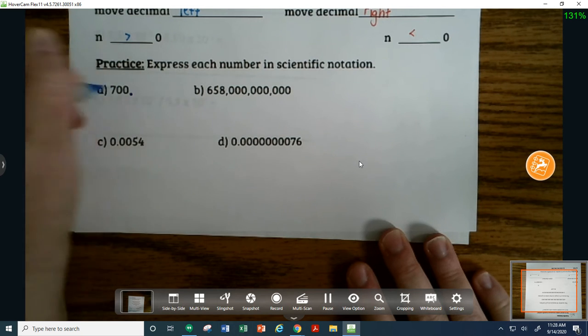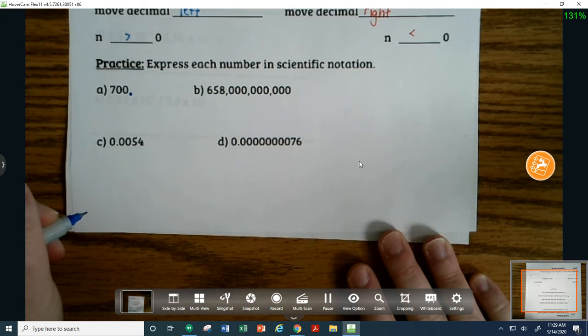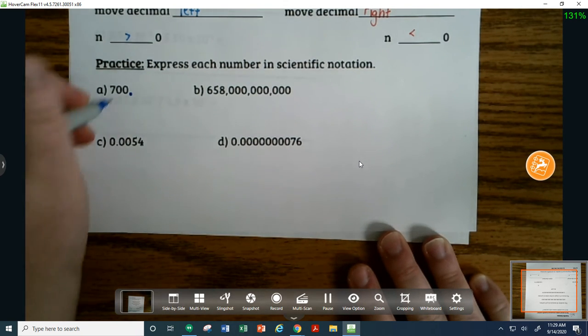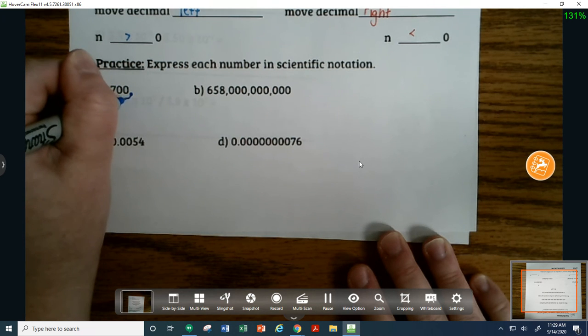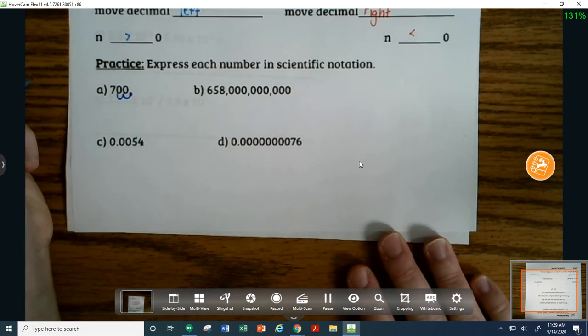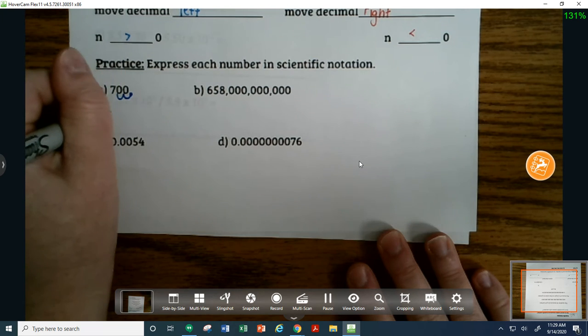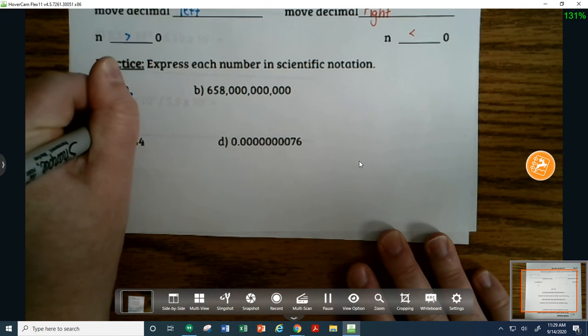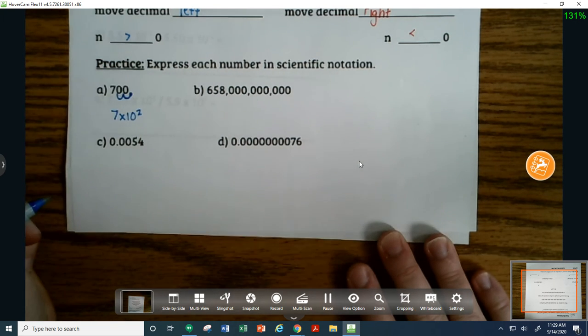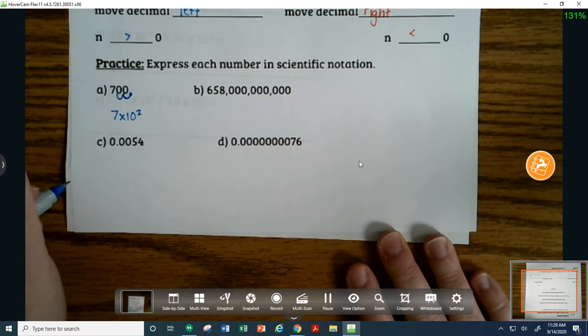So we can assume that the decimal is always resting there at the end. So the next thing you ask yourself is, what direction is it going to move? It's going to move to the left, and it's going to move to the left 2 times. So this becomes 7 times 10 to the second power. Again, it's going to be positive because it's greater than 0.